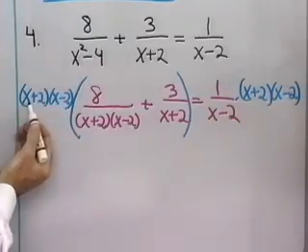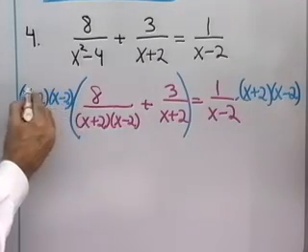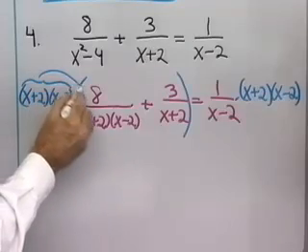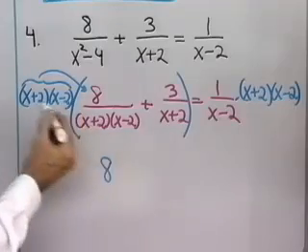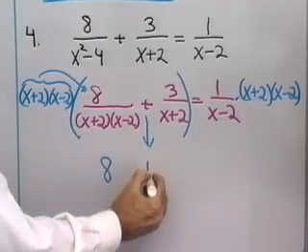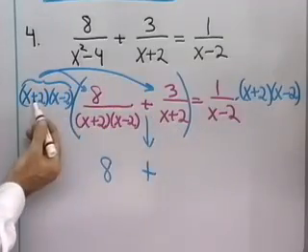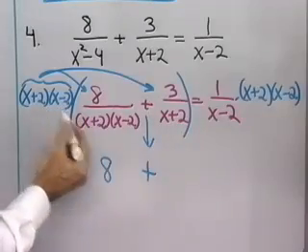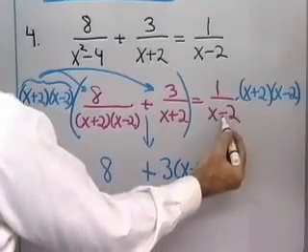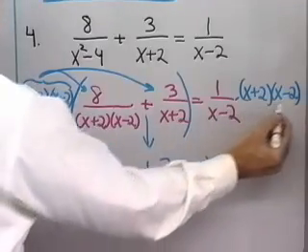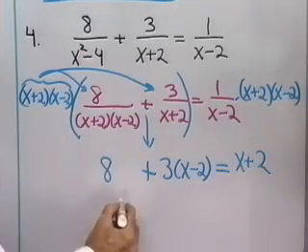Now, if x turns out to be negative 2 or 2, I can't use them because I've multiplied both sides by 0. So I take this product right here, multiply times this first rational expression, and the result is just 8. Both of those factors divide out with both of those. Plus, this product right here times this second rational expression, the x plus 2's divide out, and I have 3 times x minus 2 left. Equal this times that product, the x minus 2's divide out, and what I have left is x plus 2. So let's see if we can solve this real quickly.